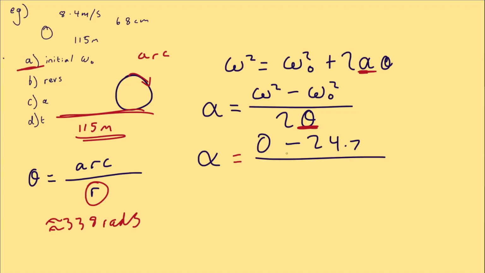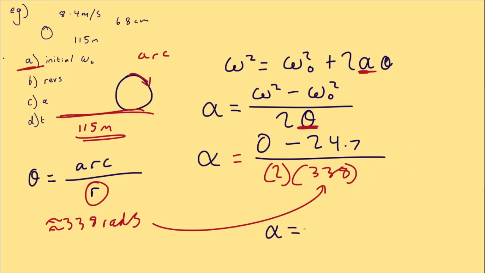So let's plug that back in. 2 multiplied by 338. Do the calculation, you get angular acceleration is equal to negative 0.902 radians per second squared. Why is it negative? Well, because we're slowing down to a stop.